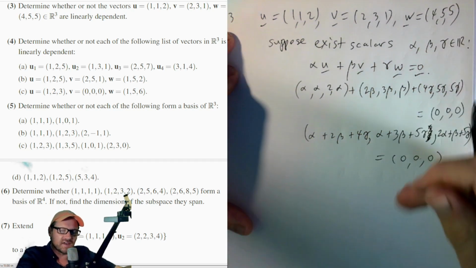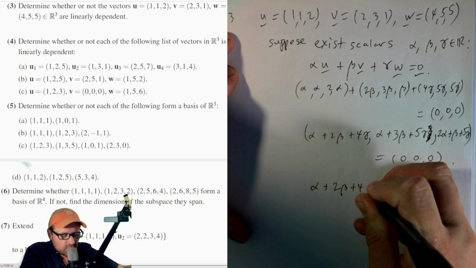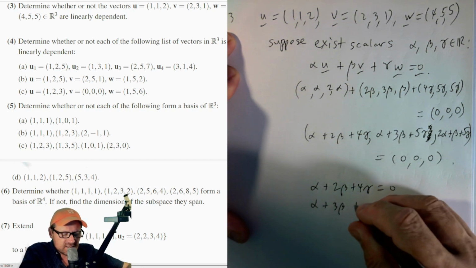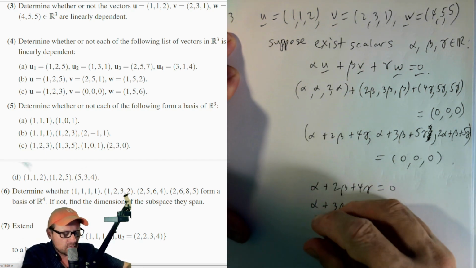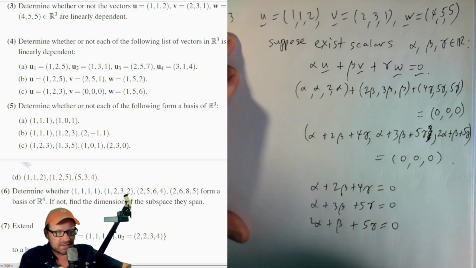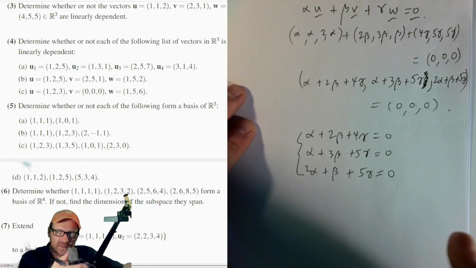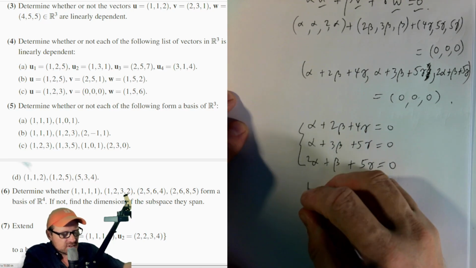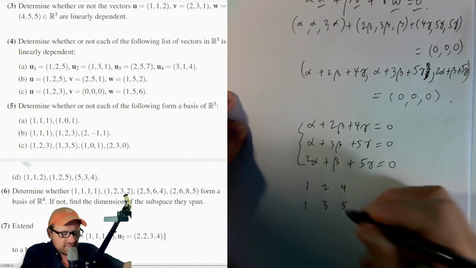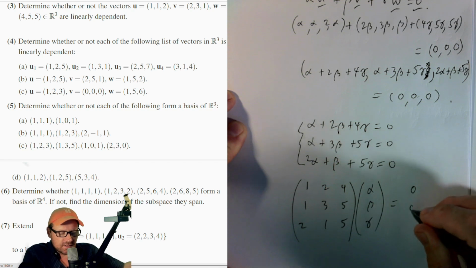So this single vector equation gives rise to 3 scalar equations. We have alpha plus 2 beta plus 4 gamma equal to 0, alpha plus 3 beta plus 5 gamma equal to 0, and 2 alpha plus beta plus 5 gamma equal to 0. This is a system of simultaneous equations in alpha, beta, gamma. From this we can write a matrix equation, reading off the coefficients: 1, 2, 4, 1, 3, 5, 2, 1, 5 times alpha, beta, gamma equal to 0, 0, 0.